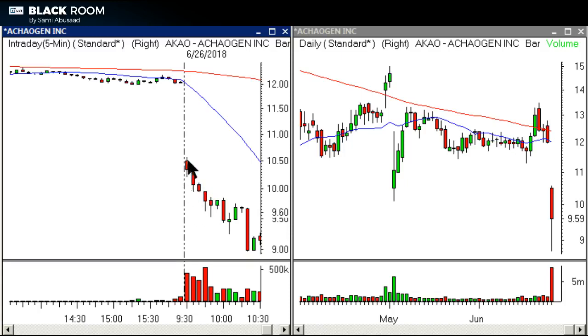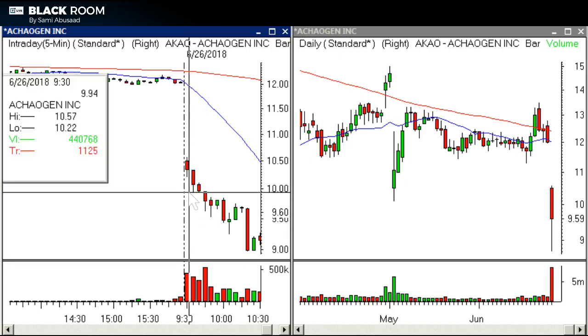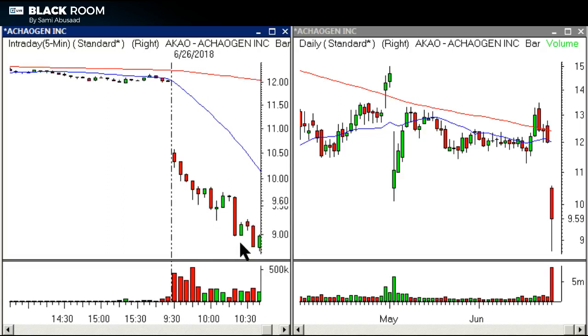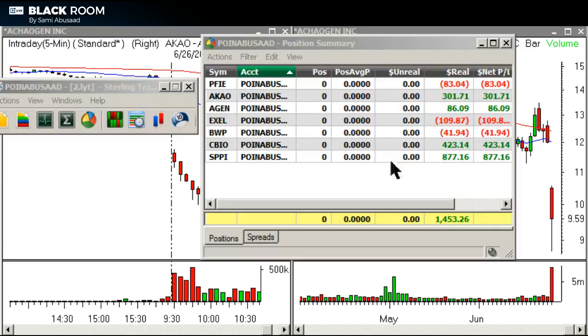Now, I did notice the AKAO after I got out of the SPPI. I tried it short, but got filled a few hundred shares. It wasn't much, and then I covered it there. So it made 300 bucks, but it could have made a lot more. This stock is not hard to borrow, but it's on an uptick.